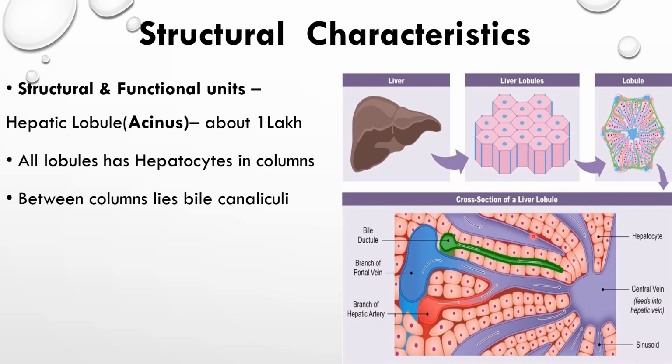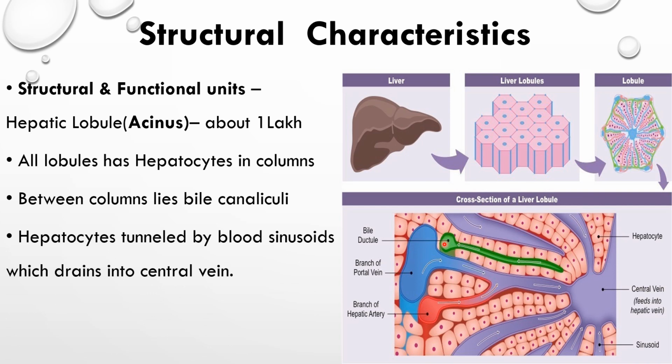Between these columns, you can see the bile canaliculi. Between the hepatocytes lie the bile canaliculi. So here the bile is formed from the hepatocytes and it gets into the bile canaliculi and reaches the bile duct. So the bile duct is present in the portal triad. So it goes from the center and reaches the bile ductule in the periphery.